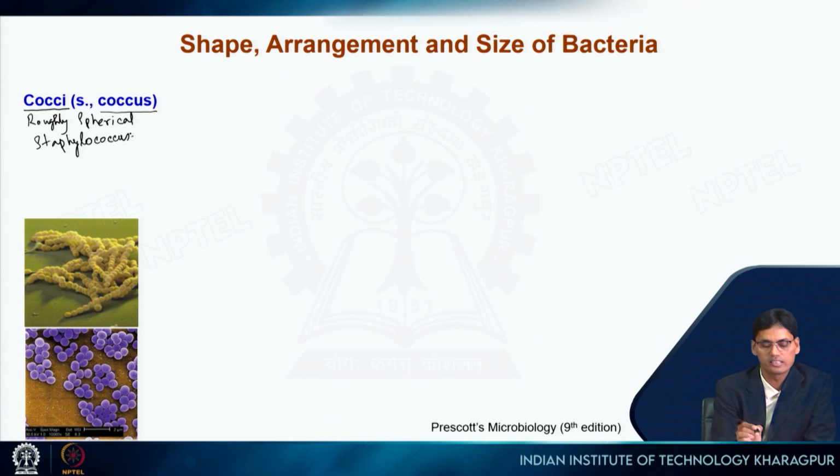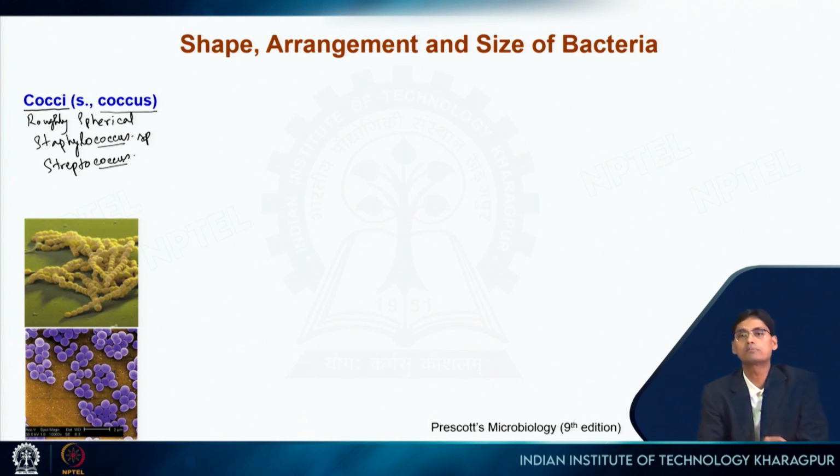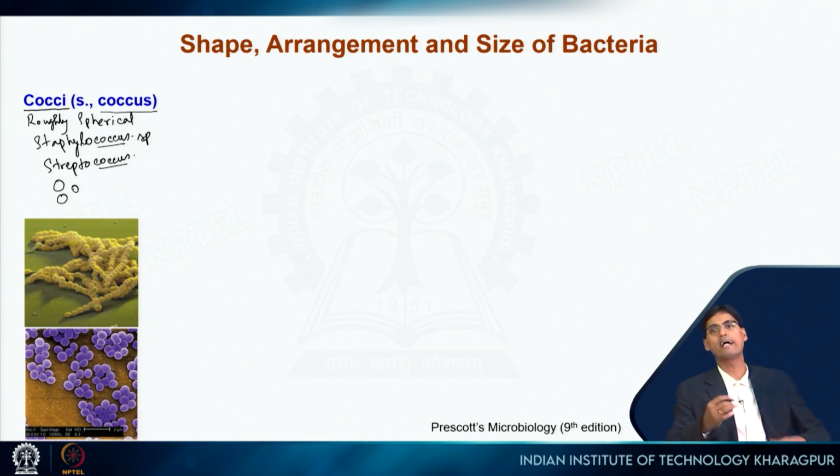Staphylococcus, this is a very common bacteria, and then Streptococcus. So these are the coccus bacteria. In their name, in the genus, you can see at the end it's coccus there. They are roughly spherical bacteria, but they can stay as a single spherical object like this, or sometimes they can form different types of higher order structure.